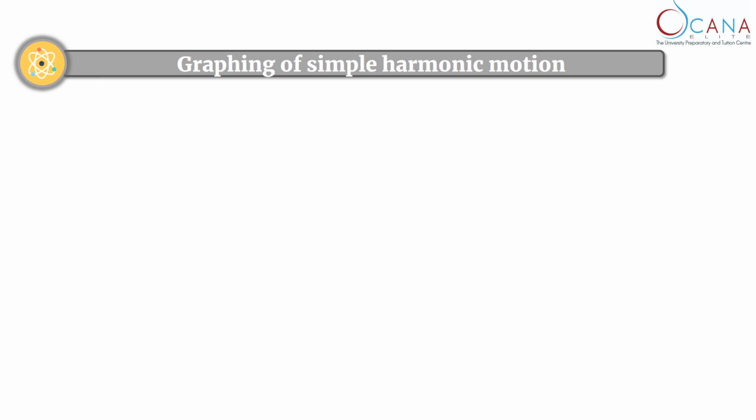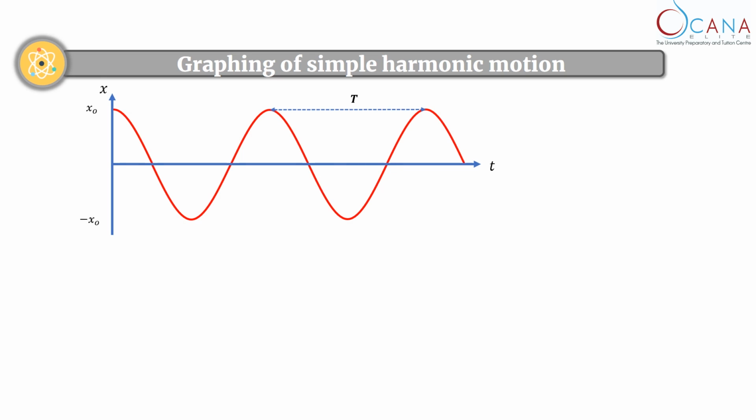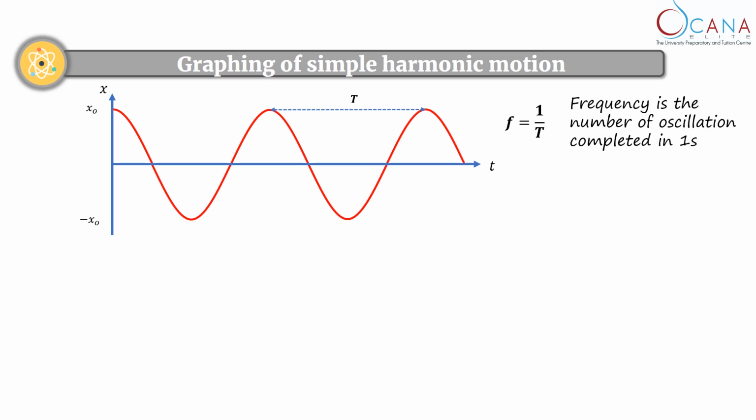For example, if we have a displacement-time graph, as you can see here, the first thing we can know from it is the period, which is the horizontal distance between two crests. If we know the period, then we can also know the frequency, because frequency is the number of oscillations completed in 1 second. So we have the equation f = 1/T. For example, if the period is 0.1 seconds, then the system can complete 10 oscillations in 1 second, right? Then the frequency will be 10 Hz.